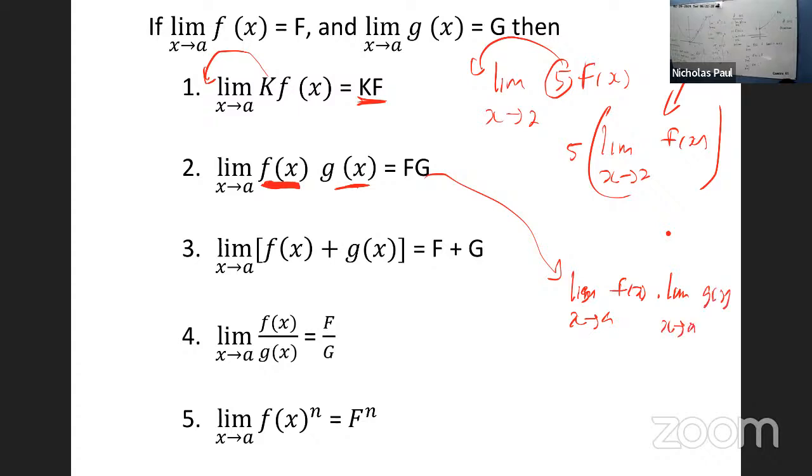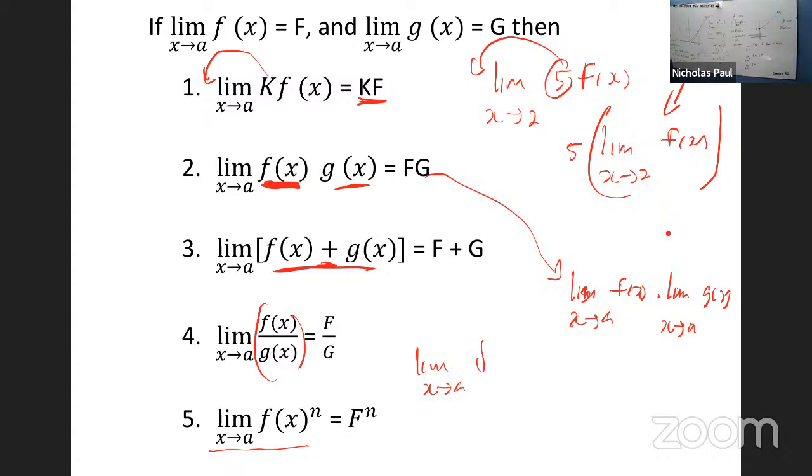So you can split it up. If you have a plus sign in the middle, same thing, you can split it up. If you have a division sign, same thing, limit on top, limit underneath. That's okay? And this one is very important because in one of the past papers, they gave you something like this.